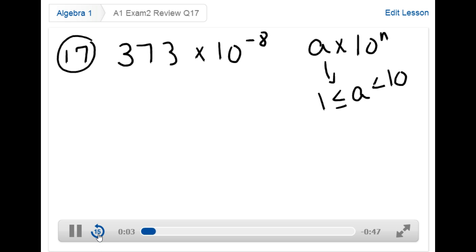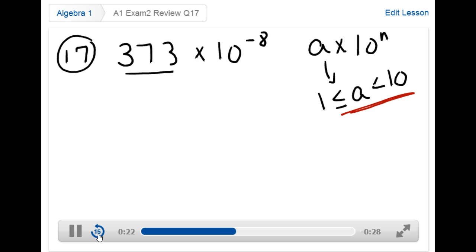Question 17. Express the number in scientific notation. 373 times 10 to the -8. Okay, at first glance, this looks like it's already in scientific notation. But it's not, because this number, 373, has to be between 1 and 10.